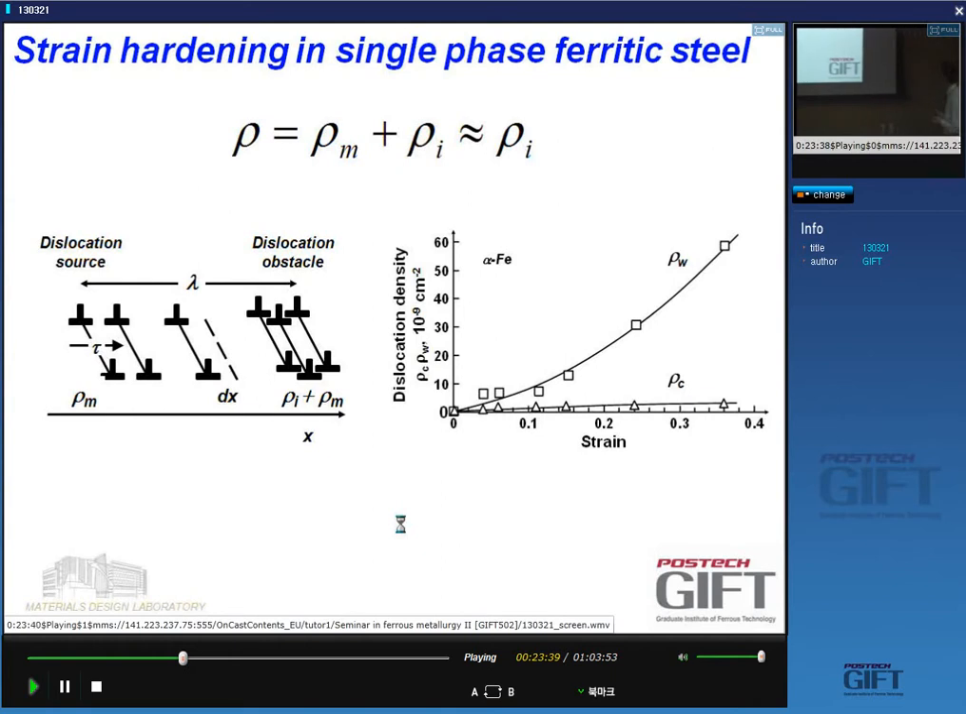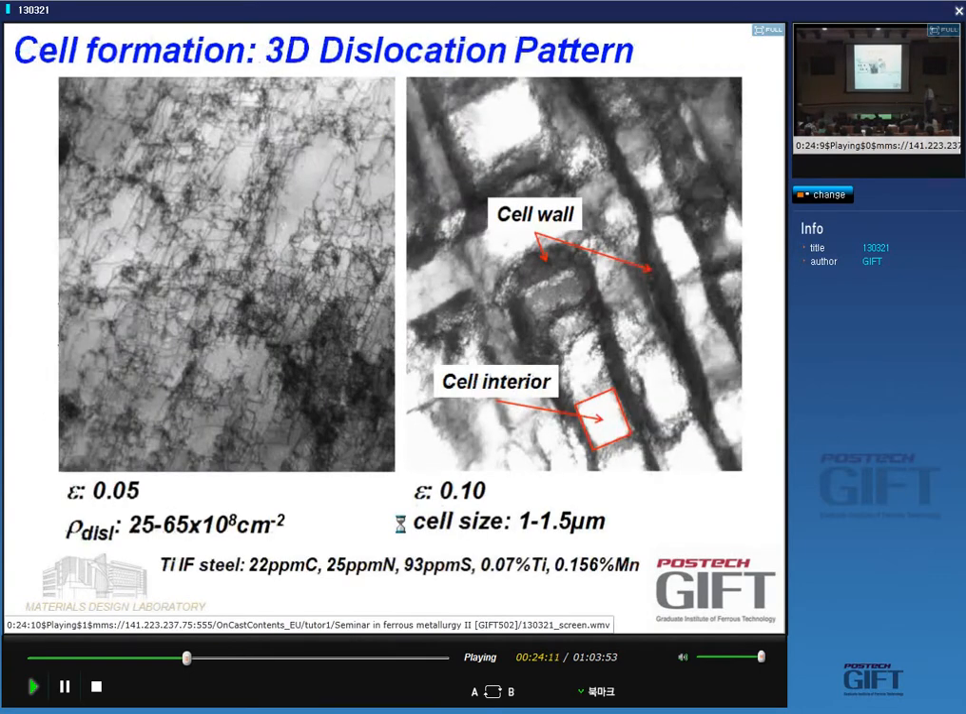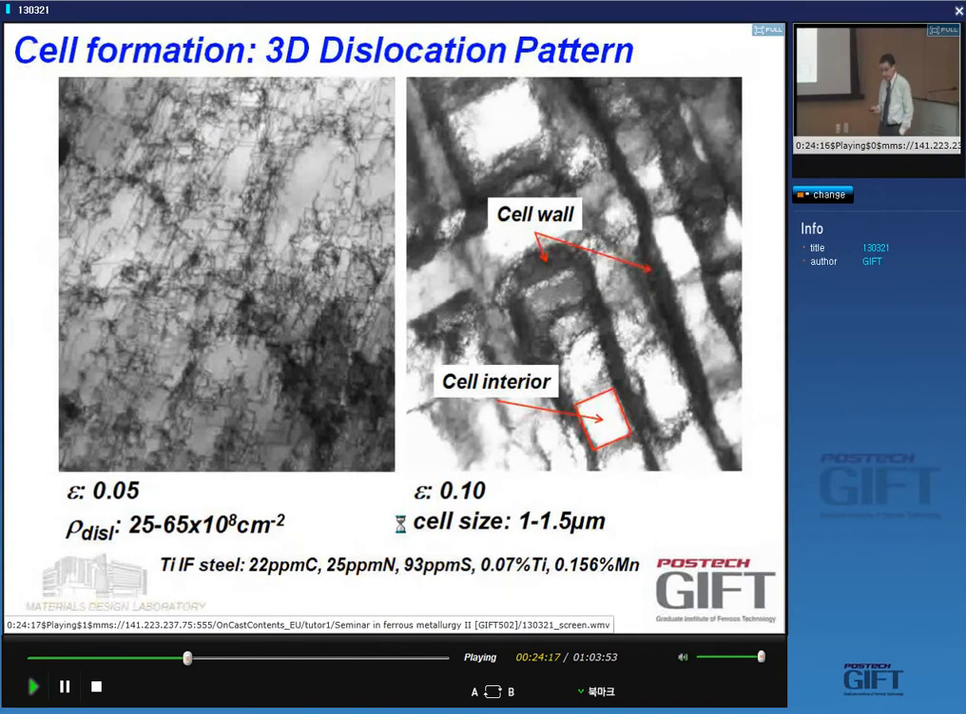So here you have some data for steel, yes? As you strain the material, the population of mobile dislocations remains small and more or less constant, while that of immobile dislocations increases. You will notice that I didn't use m or i as subscripts to these dislocation densities. I did this specifically because the c refers to cell and w refers to wall. What cells and what walls are we talking about? Well, dislocations in steels actually form, very early in the deformation, very regular 3D structures that we call cells.